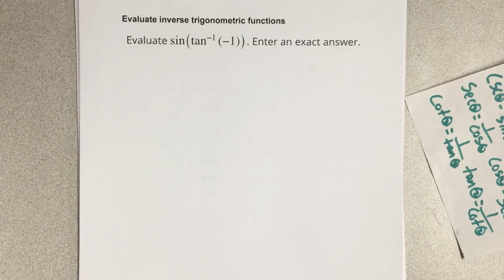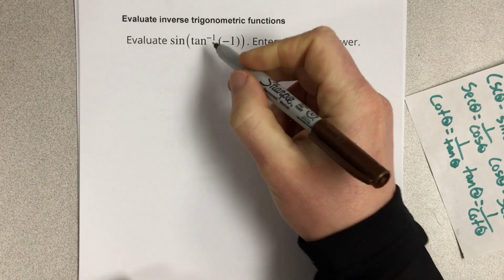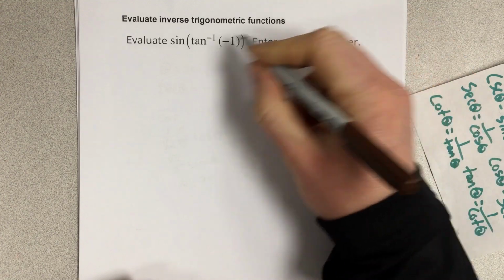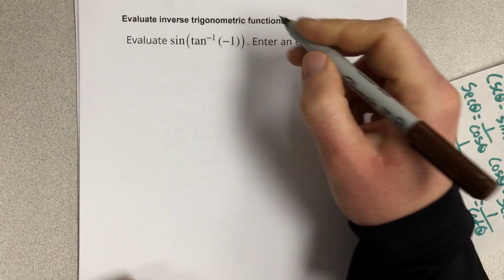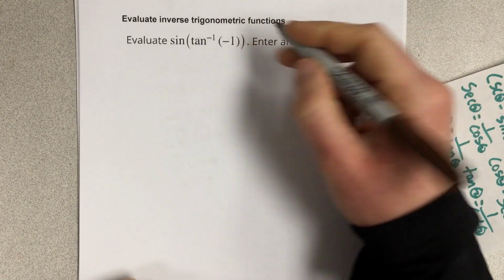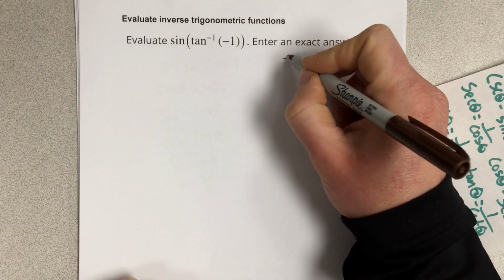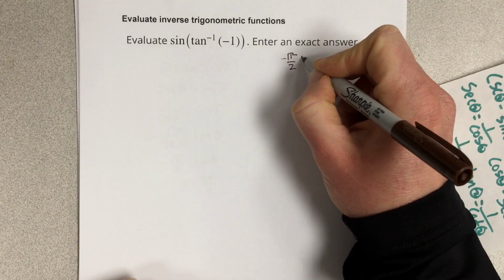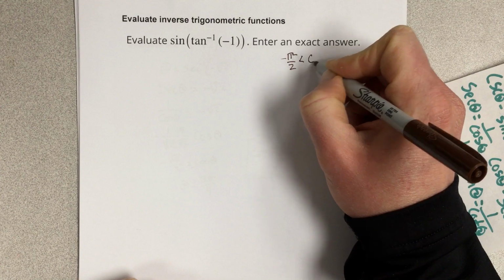In this video, we're going to evaluate inverse trigonometric functions. It says evaluate sine, tangent inverse of -1. Enter an exact answer. Now, because they have tangent inverse here, we need to know that the domain for tangent inverse lies between -pi/2 and pi/2.